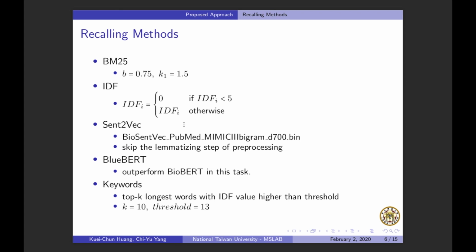Finally, the last recalling method is from keywords. We discovered from previous methods that traditional IR methods outperform the deep learning ones. According to these observations, keywords also have two characteristics: long length and high IDF value. So we recall papers by calculating the number of overlapping keywords. For the parameters, we set the top 10 longest words with the threshold 13.